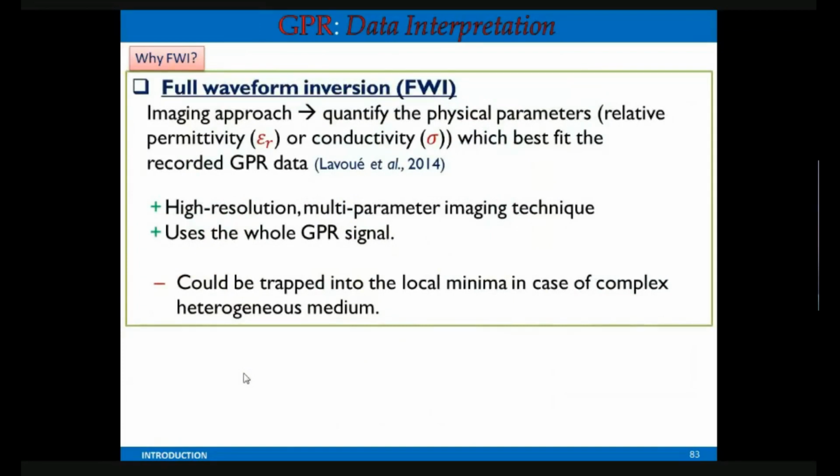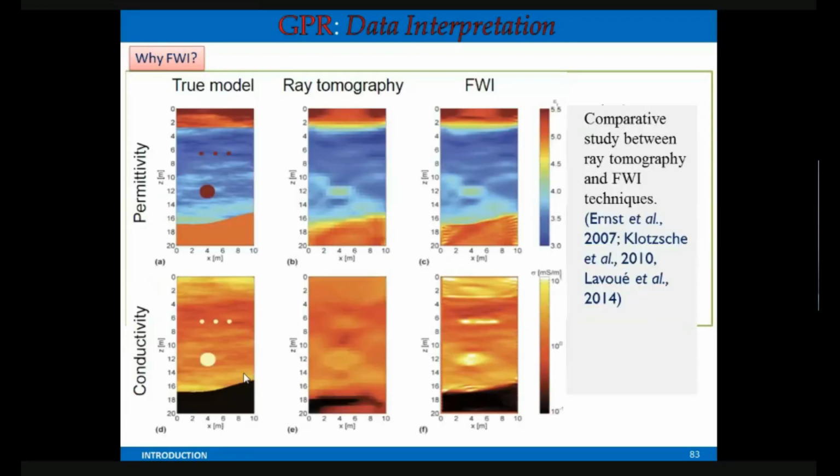Now, GPR data interpretation. I talked about the quantitative interpretation. In the quantitative interpretation, there is a term called full waveform inversion, or ray tomography. Both are there. This was from my PhD defense slide, and here you can see that ray tomography is not mapping this. So this is the true model of permittivity, the true model of conductivity, this circular thing. By modeling you can go up to this part. This accuracy comes from full waveform inversion, like conductivity like this. See that after modeling.